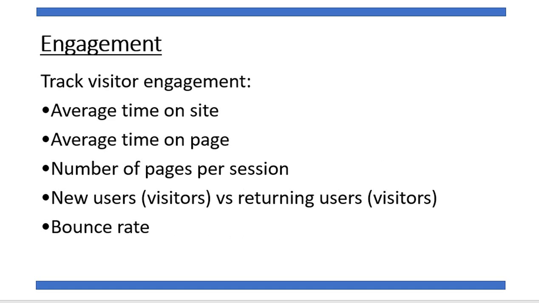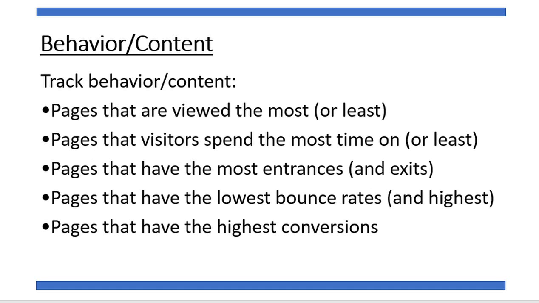Next is you want to see how much people are engaging with the site, how much they're interested. So how long do they stay on the site? How long do they stay on different pages? How many pages do they look at per session? Are they new visitors or returning visitors? And finally, there's a stat called bounce rate, which refers to they came into a page, however they got to that page through a search engine or typing it in. They came to a page and they left without looking at another page. So ideally, your bounce rate should be as low as possible. 40% is about the average for websites as a whole.